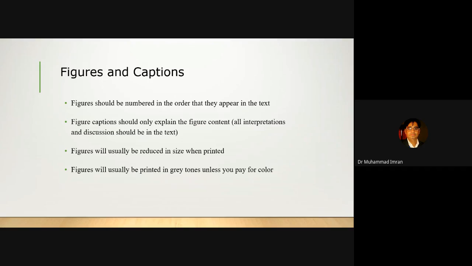Your figure should coincide with the results in your text, and the reference of the figure should also be given in the text. A figure caption should only explain the figure content. Figures will usually be reduced in size when printed, so you have to use high resolution figures in your paper. Figures will usually be printed in gray tones unless you pay for the color.